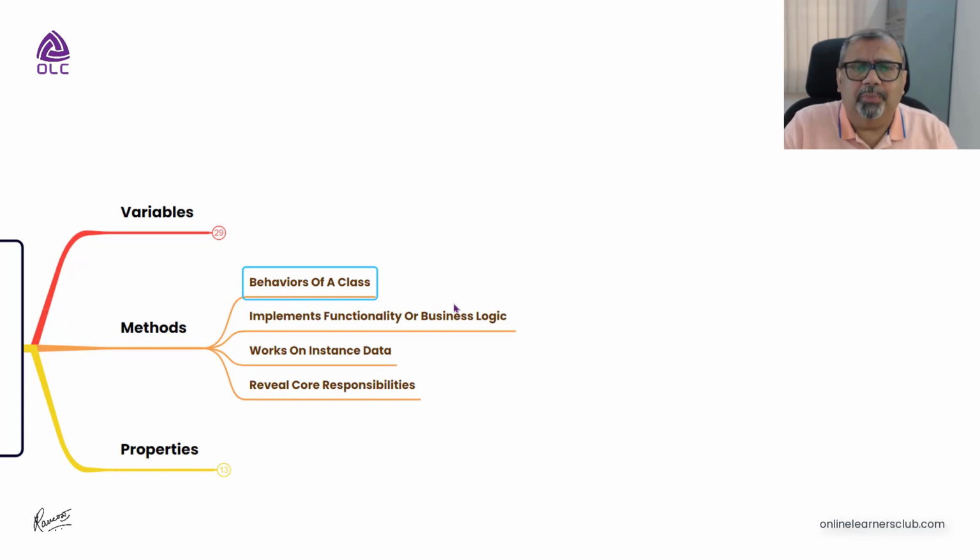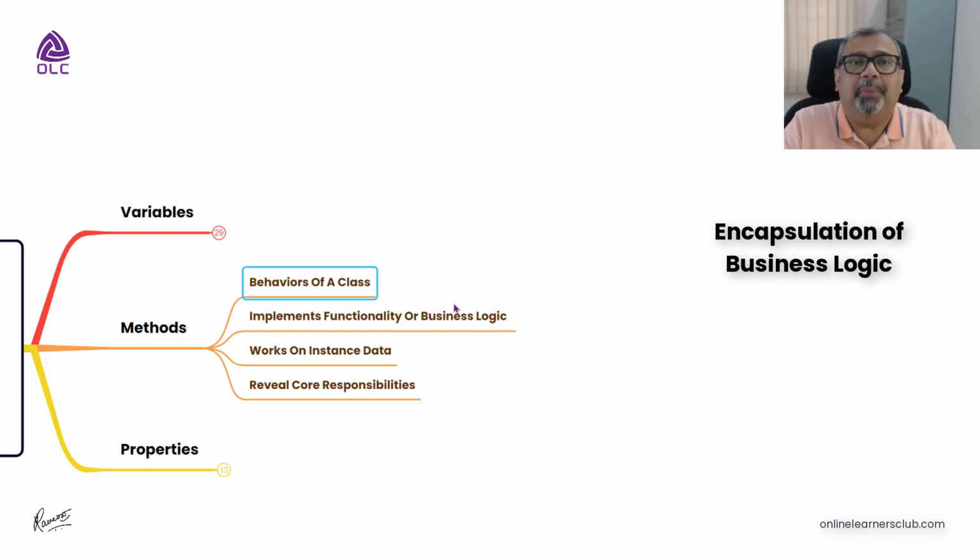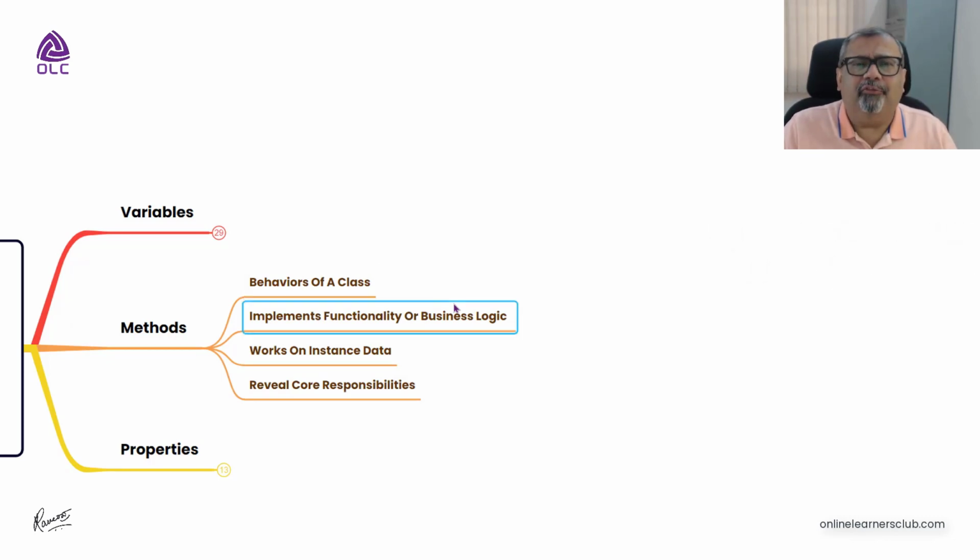So what is a method? A method is nothing but encapsulation of some logic which depicts the behavior of a class and implements a functionality or some business logic. For example, the rectangle class implemented a method called getArea, which computed and returned the area of a particular object. Then it works on the instance data.